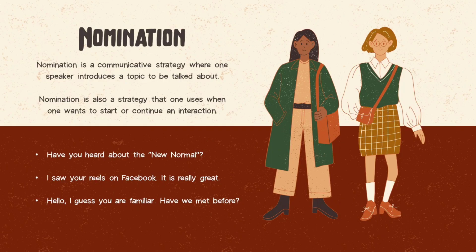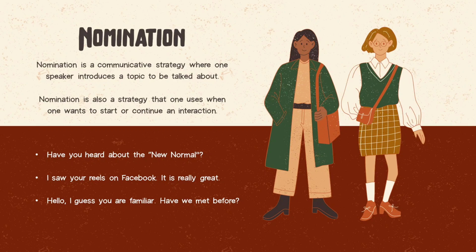First, nomination. It is a communicative strategy where one speaker introduces a topic to be talked about. It is usually employed at the beginning of interaction to set the purpose of the conversation. Nomination is also a strategy that one uses when one wants to start or continue an interaction. Examples are giving inquiries, giving compliments, asking for opinion, or offering help. This could efficiently signal the beginning of a new topic in the conversation. However, avoid asking questions that are too personal.